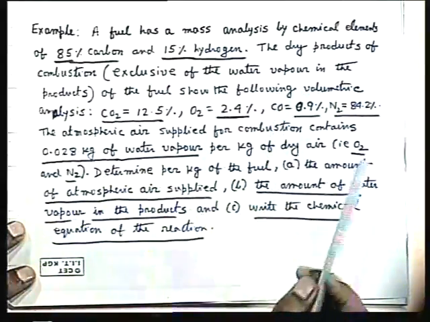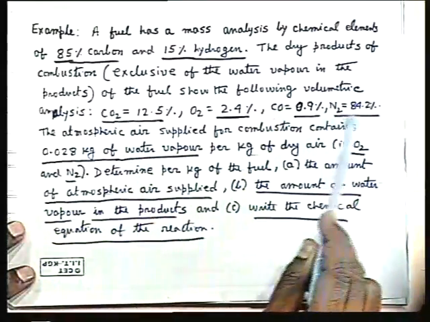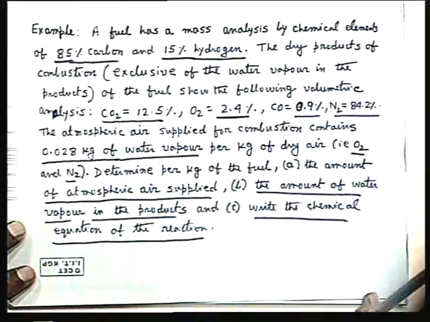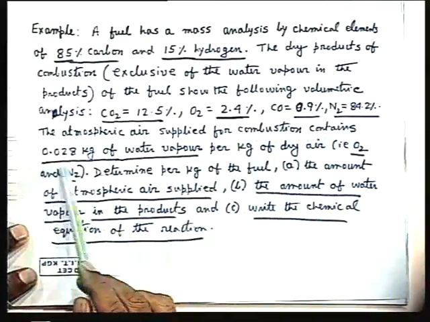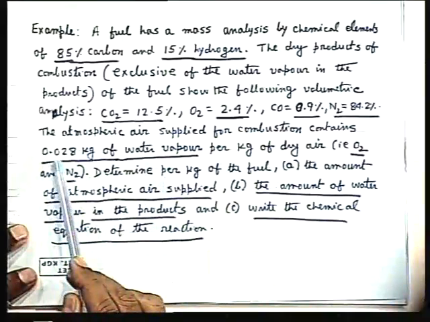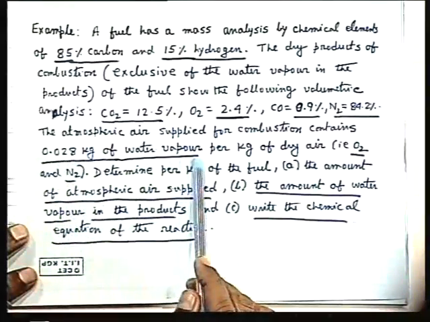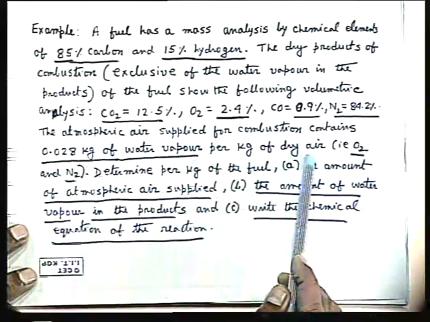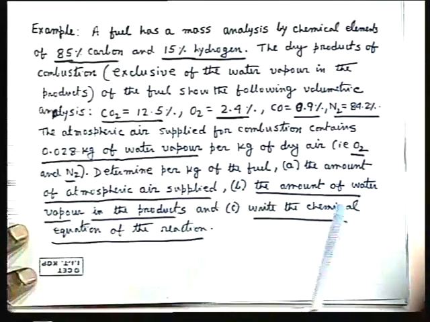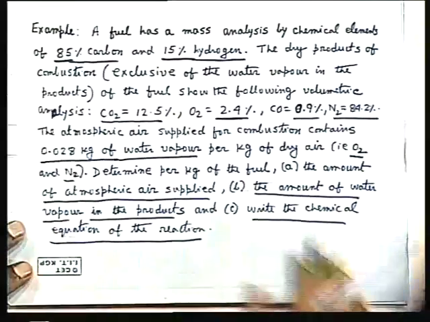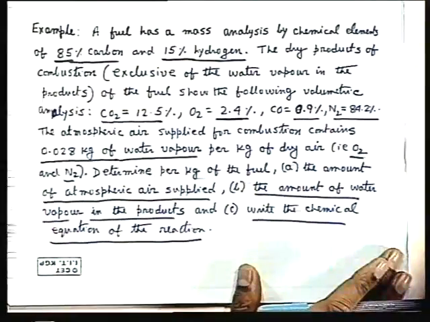Well, so these are the constituents of the products. Keep it in mind. And the atmospheric air supplied for combustion contains 0.028 kg of water vapor per kg of dry air. So, we have to find out the amount of atmospheric air supplied, the amount of water vapor in the products, and we have to write the chemical equation. This type of problem is totally based on the analysis by mass. So, let me do this problem.